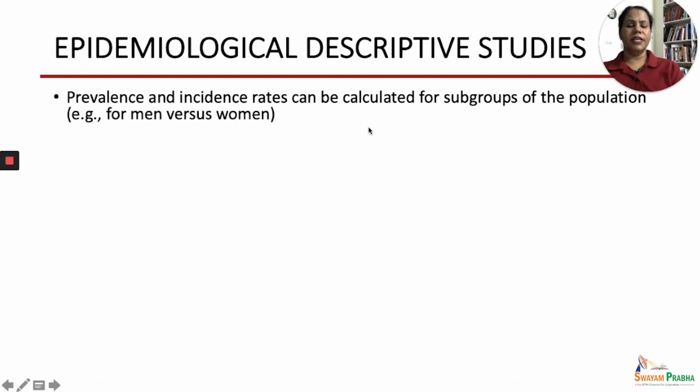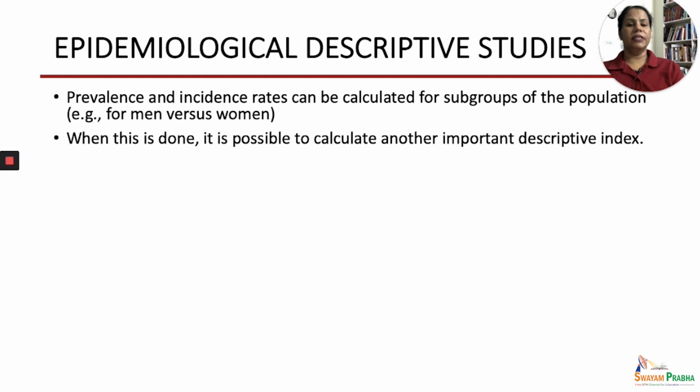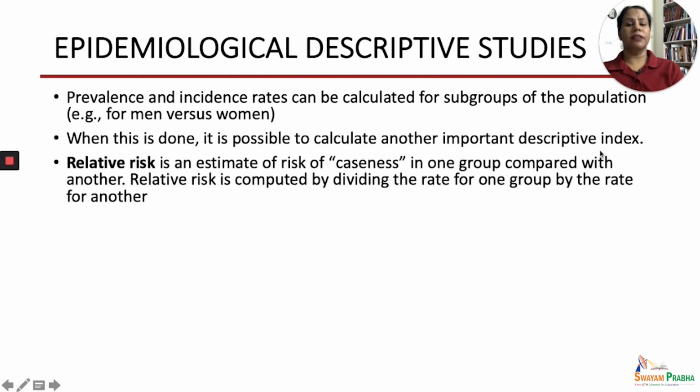Prevalence and incidence rates can be calculated for subgroups of a population, for example for men versus women. So we can also calculate it for the subgroups: for men, what is the prevalence, and for women, what is the prevalence or incidence. When this is done, then through these particular rates it is possible to calculate another important descriptive index, which is known as relative risk. So what is the relative risk?